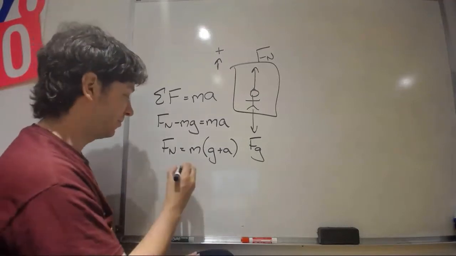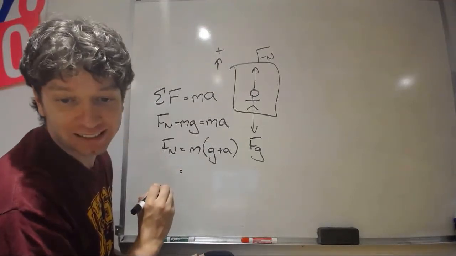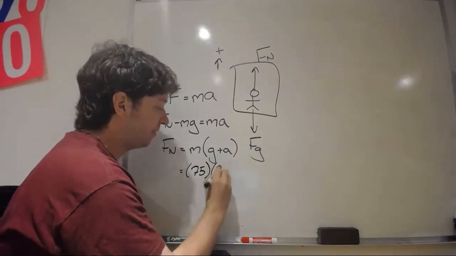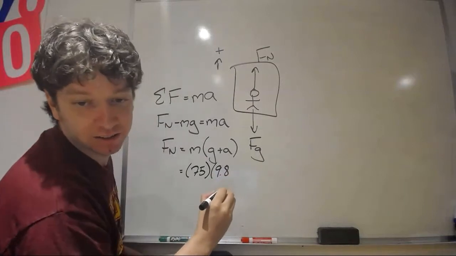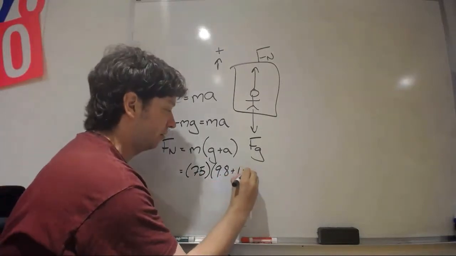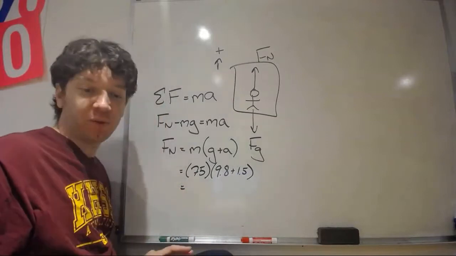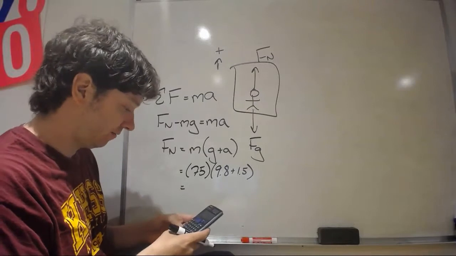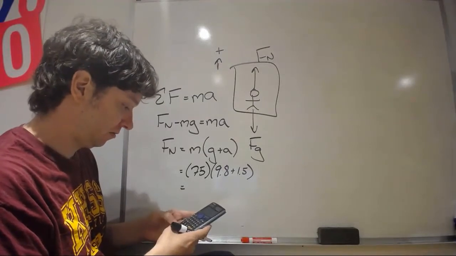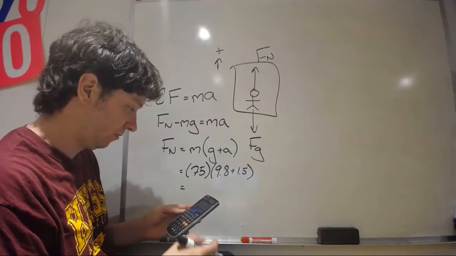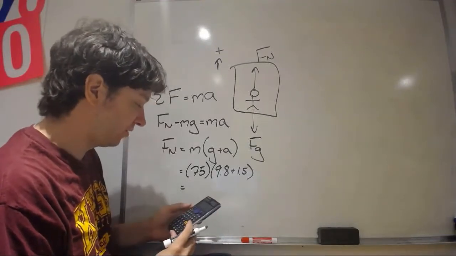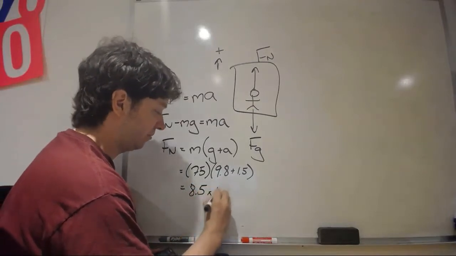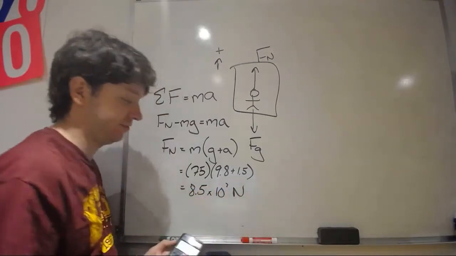Now, if you want some numbers, we can actually get a number here. Our mass is 75 times 9.8 plus 1.5. And we get an apparent weight of 847.5, rounded to two significant digits, 8.5 times 10 to the 2 newtons.